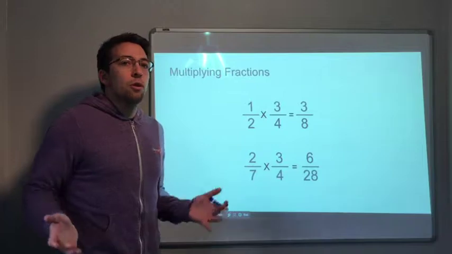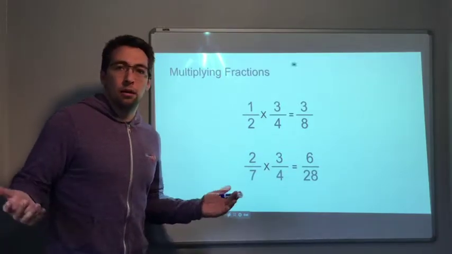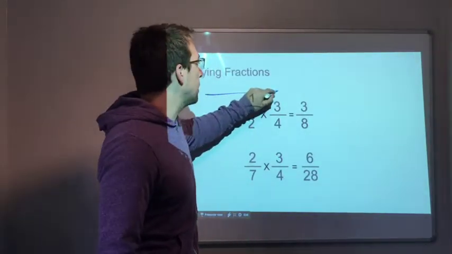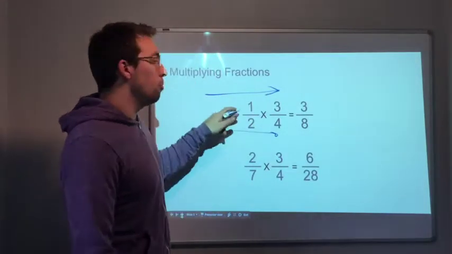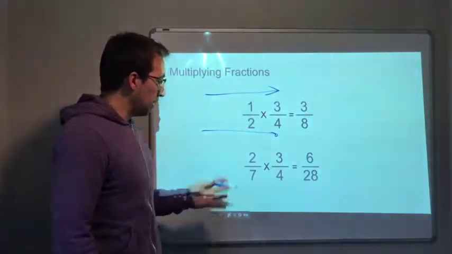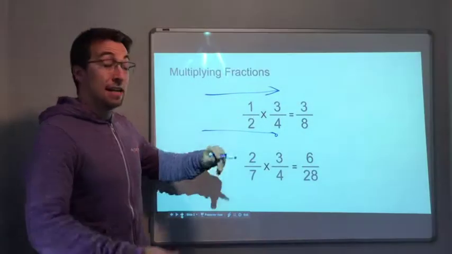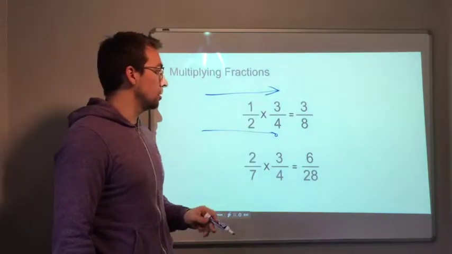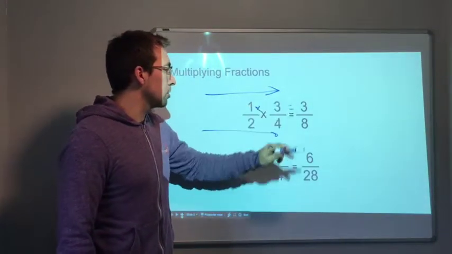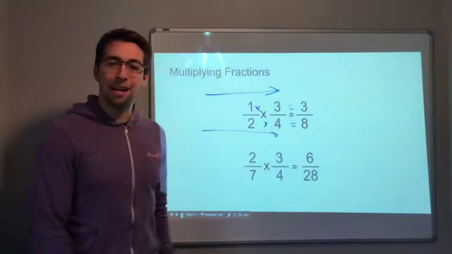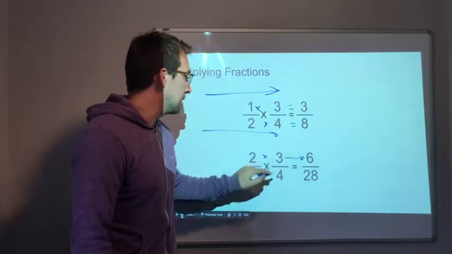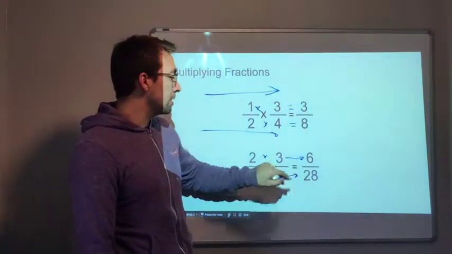Okay, so what do you do when you multiply a fraction? Well, it's simple. You multiply across. So numerator times numerator, denominator times denominator, and that's it. So let's look at 1/2 times 3/4 equals 3/8. 1 times 3 equals 3. 2 times 4 equals 8. That's all it is. 2 times 3 is 6. 7 times 4 is 28.